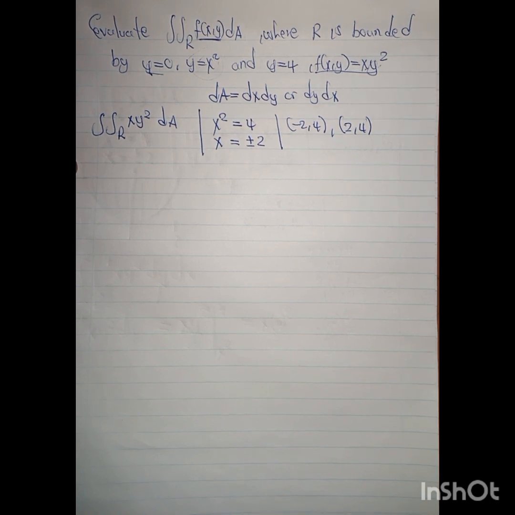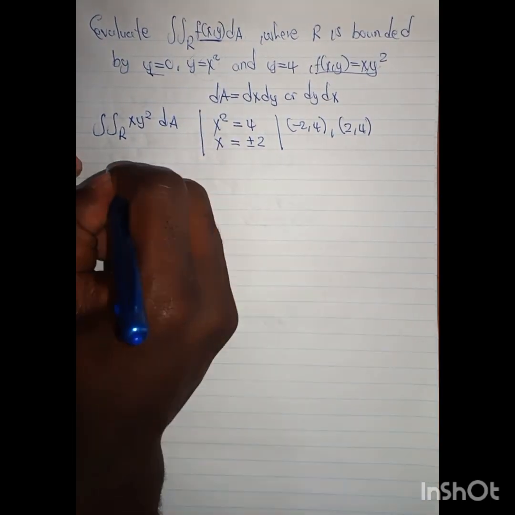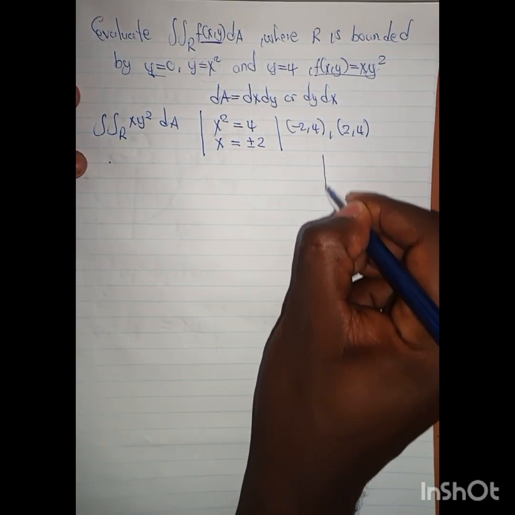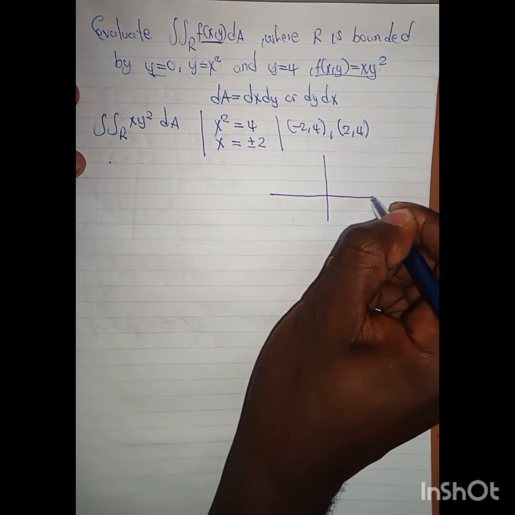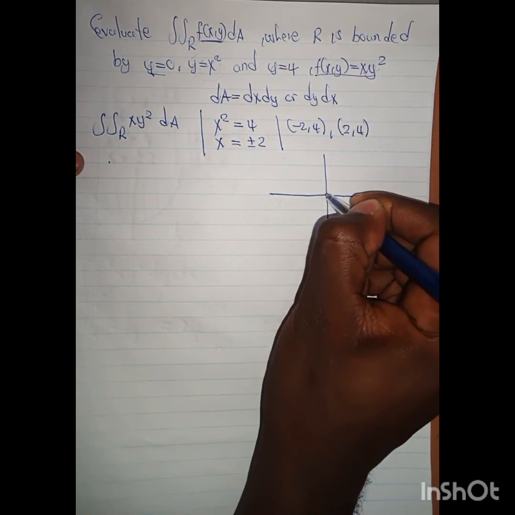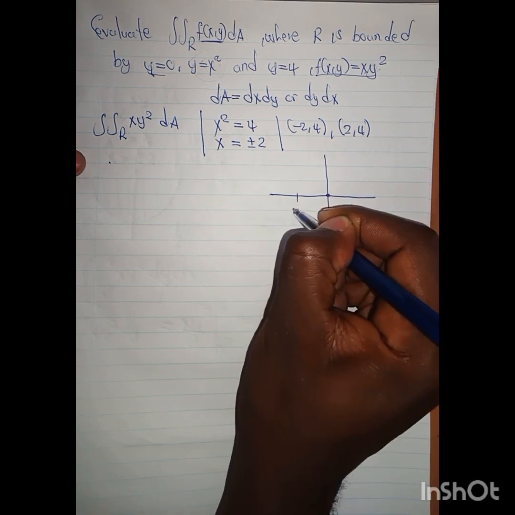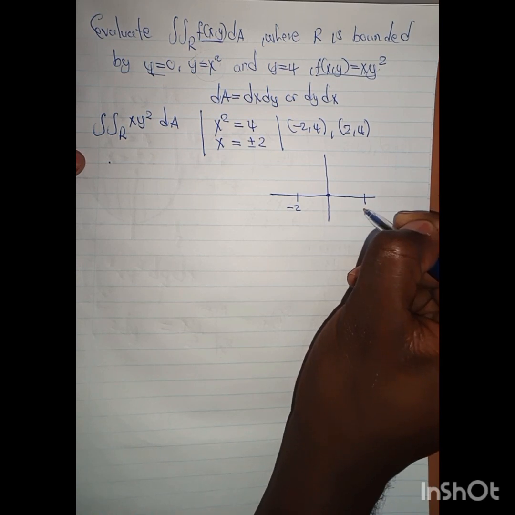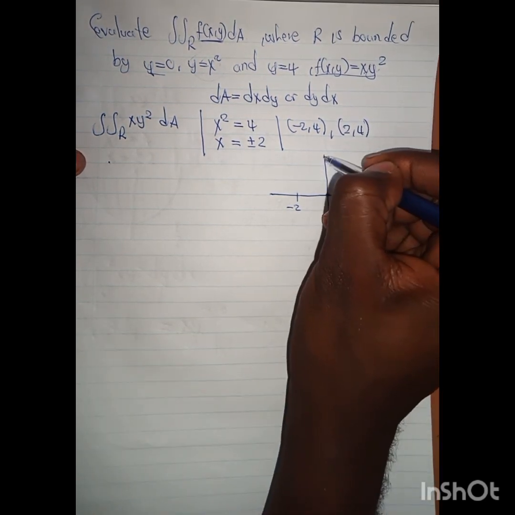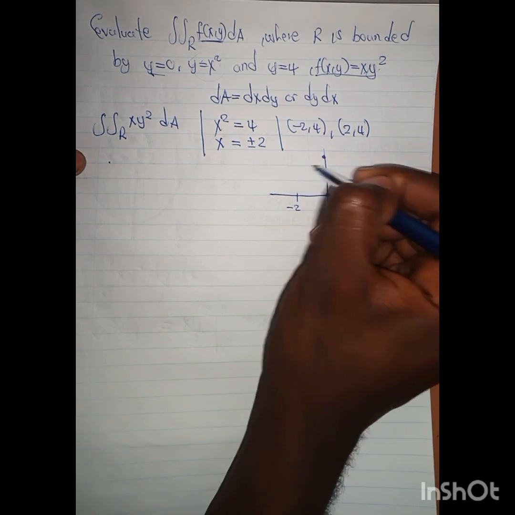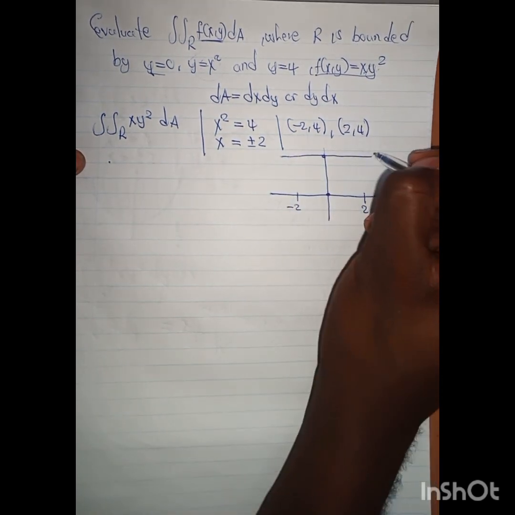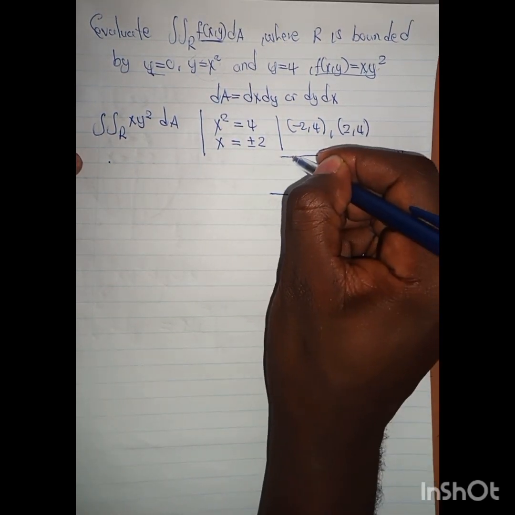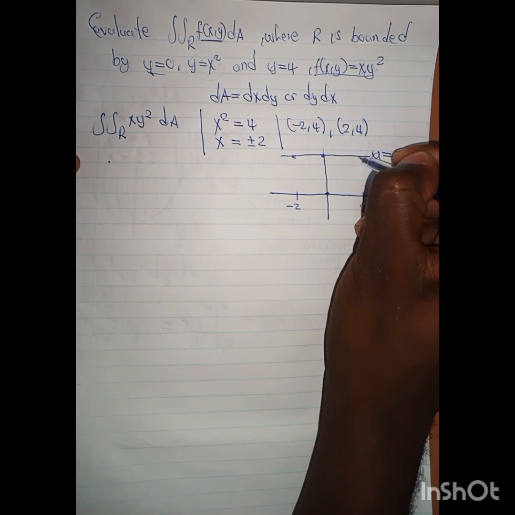Then from what we have here, we can draw the graphs. So let us draw the graphs. So this is the origin. Let me say now this is the point x equals minus 2, then the point x equals positive 2. We have the line y equals 4. This is the line y equals 4. So when x is negative 2, y is 4. Also when x is positive 2, y is 4.